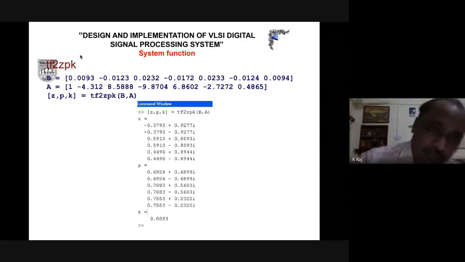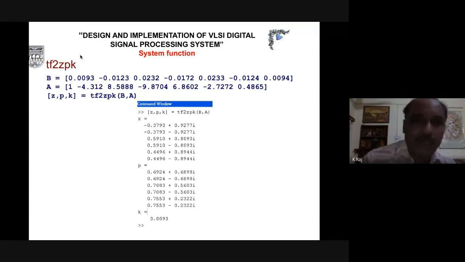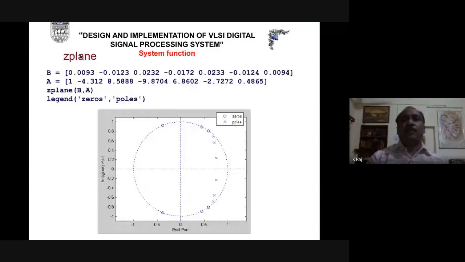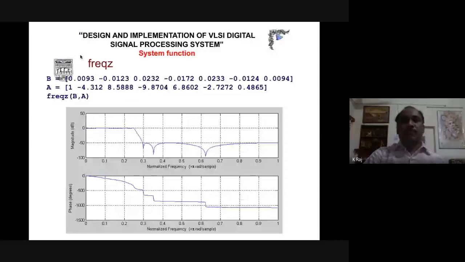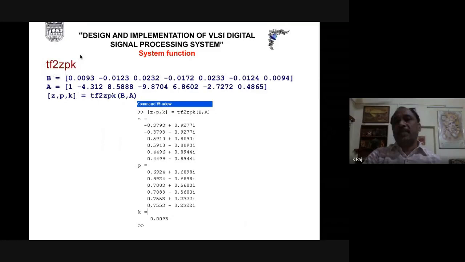So basically, what we are doing here: the requirement is given, and from those requirements, we have derived the mathematical equation that is known as the difference equation. From the difference equation, we have described the transfer function by applying the Z transformation. And now, after applying the transformation, we are using different types of commands. Like in the previous slides, we have used the frequency command in order to get the frequency response of the system. Then we have derived the pole zero plots using the Z plane command. Then we have used the transfer function to ZPK, that is, to get the values of the zeros, poles, and gains.